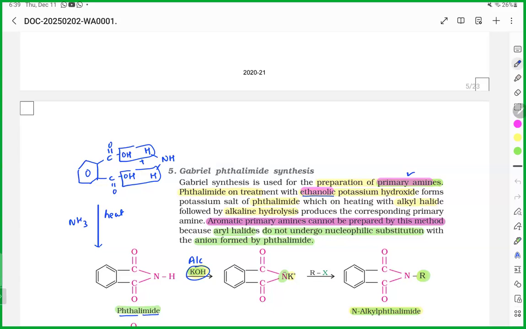But does this ammonolysis occur in aqueous condition or alcoholic condition?